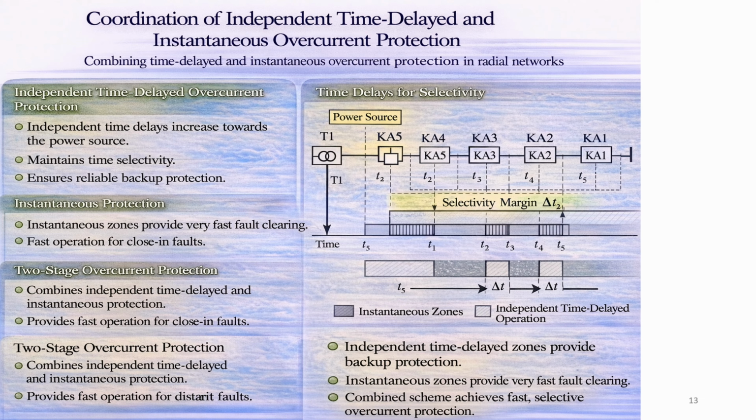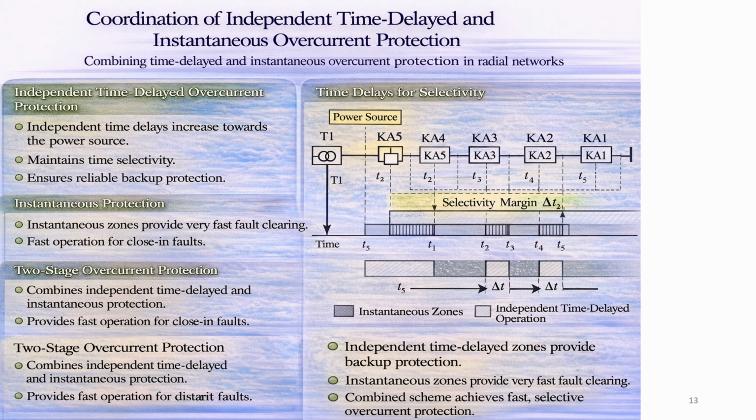If Ka1 fails to operate, the upstream protection Ka2 acts as backup. Ka2 has the longer delay. This principle repeats further upstream with Ka3, Ka4, and Ka5, as shown in the diagram. The selectivity margin delta T is maintained between adjacent protections. This margin ensures that the downstream protection has time to detect and clear the fault. The upstream protection operates only if the downstream one fails. However, this approach has a drawback. Independent time delay protection results in relatively long fault clearing times for downstream faults. This increases thermal and mechanical stress on equipment.